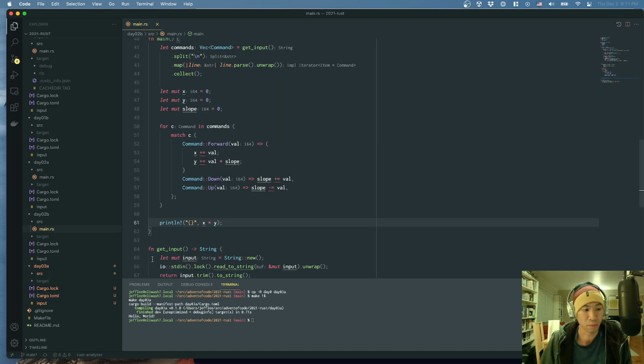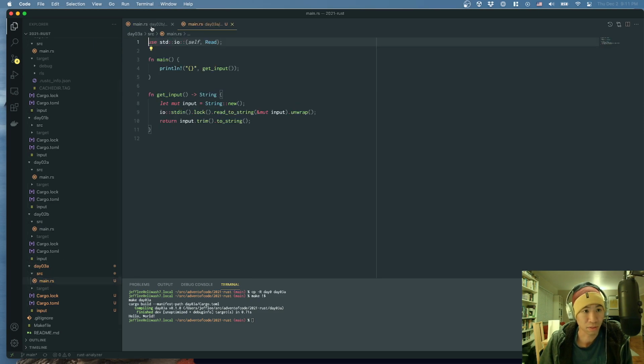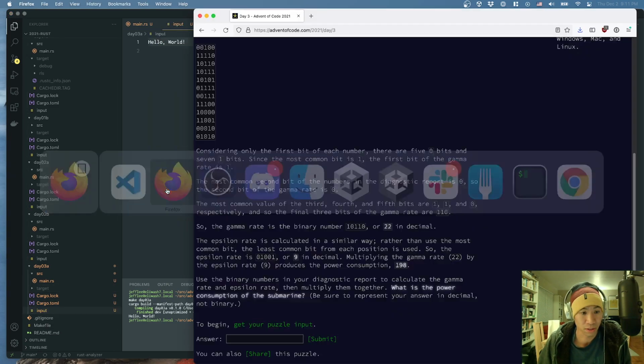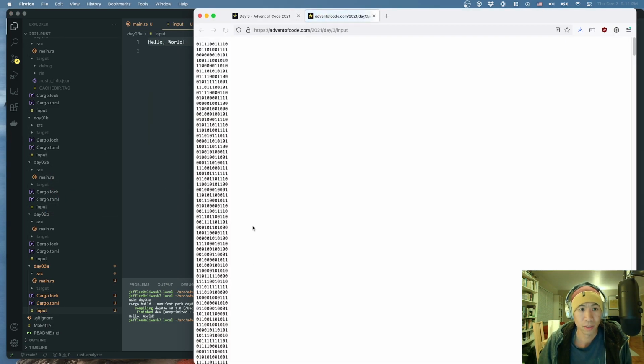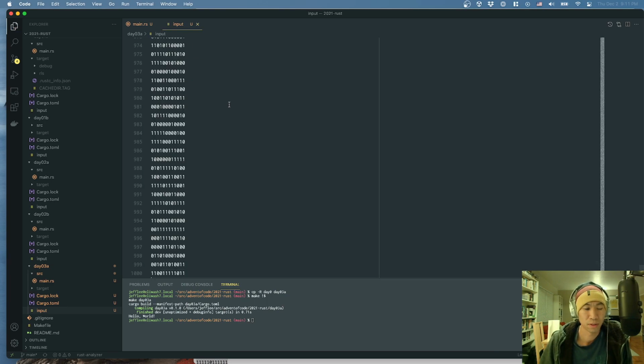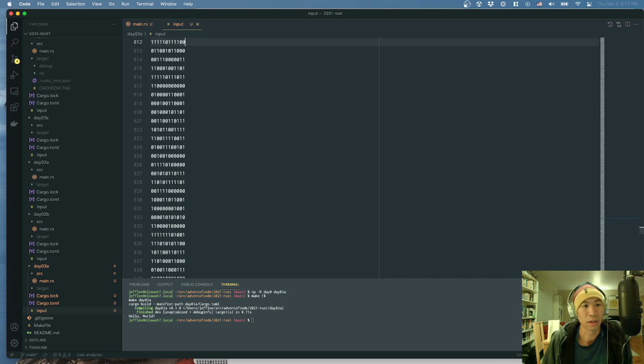Let's go ahead and crack open main.rs and let's try to at least parse our input here. First off, let's just take a look at the input file. That's obviously not hello world. Let's go ahead and grab it. Let's copy that. Okay, what are we looking at here? We are looking at 1, 2, 3, 4, 5, 6, 7, 8, 9, 10, 11. Looks like 12-digit binary numbers. Yeah. Okay.